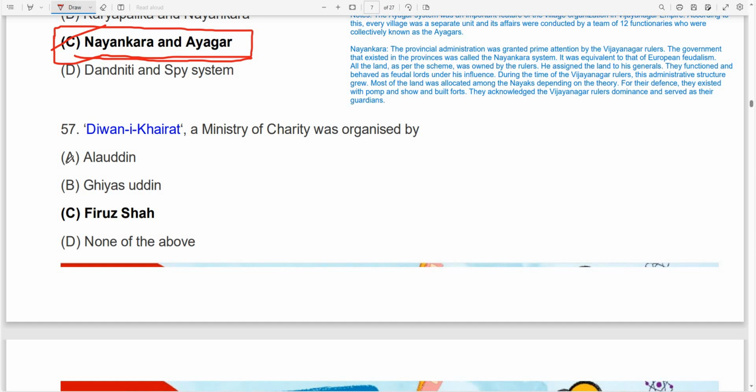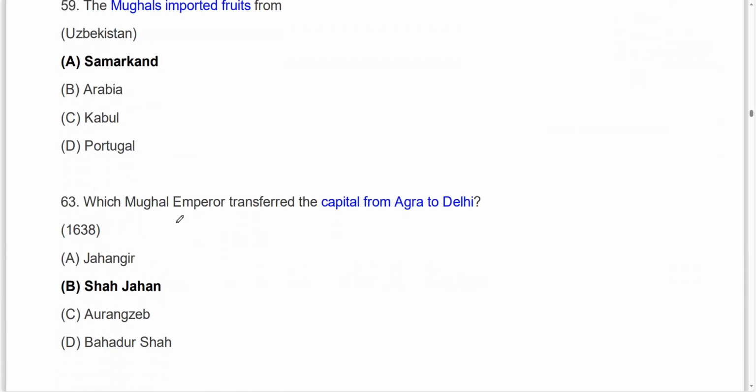Diwani Khairat, a ministry of charity, was organized by Firoz Shah Tughlaq. Firoz Shah Tughlaq is the one who organized Diwani Khairat. Moving on to the next question.